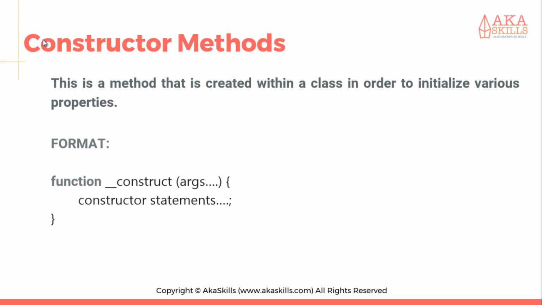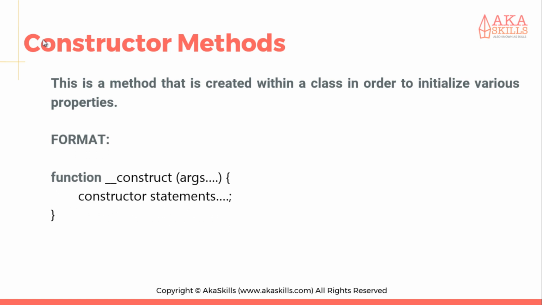But what does it look like? This is just what it looks like. You said it's a method, so it has to be preceded with the keyword function. Function is followed by two underscores and then construct. It doesn't change. This is the name of the method, construct. So within the parentheses after construct, you can specify some arguments you want to initialize. Then in between the curly braces, you can specify some statements you want to run or execute immediately the class is instantiated.